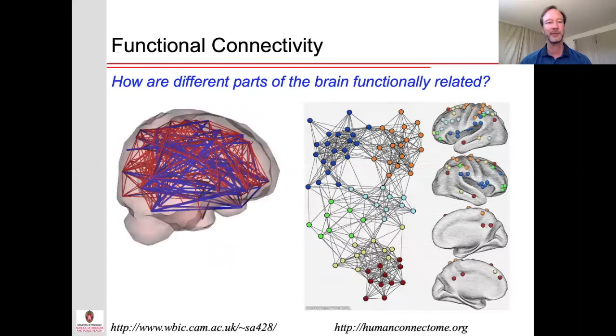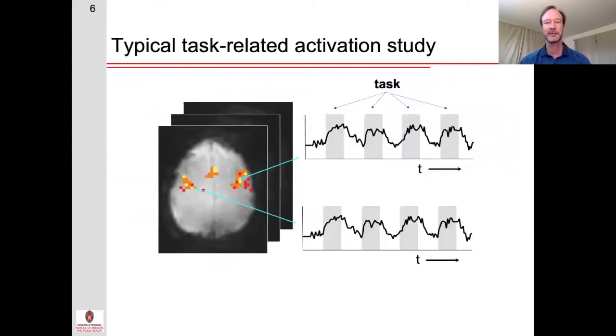In this lecture, I'm going to be focusing on functional connectivity. That is, how are different parts of the brain functionally related to one another? In a typical task activation study, as for example here in this bilateral finger tapping task, we have the person perform some sort of task, and then we have our expected response, and we look for in what voxels do we see an expected response. Increases in the signal when the person is performing the task and decreases when they stop performing the task.